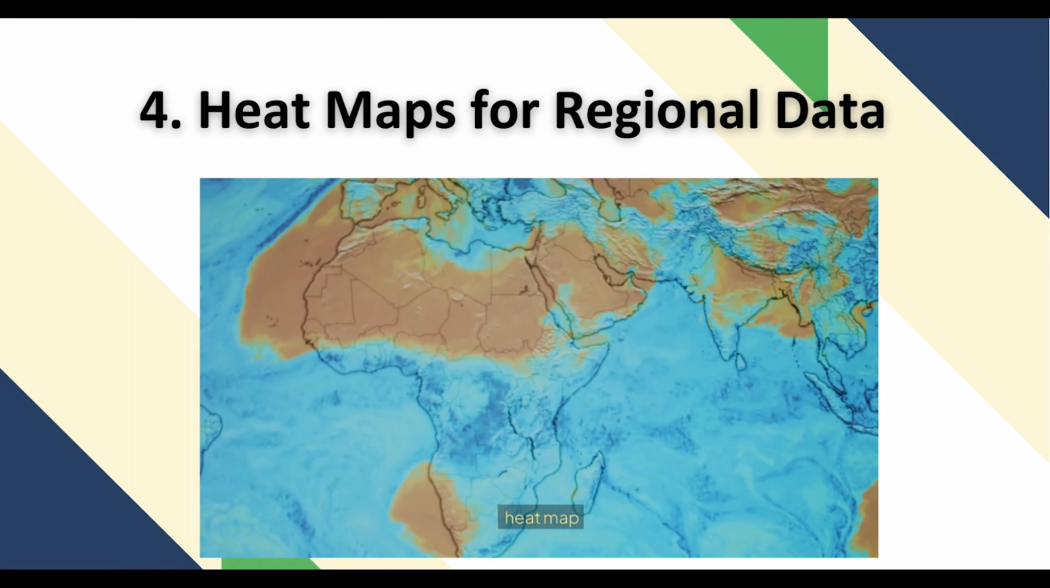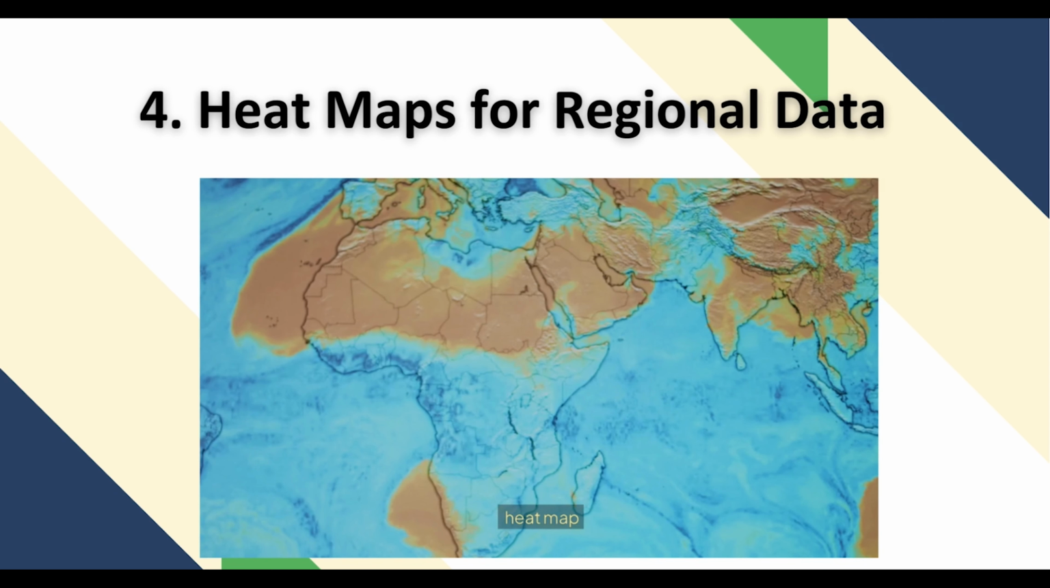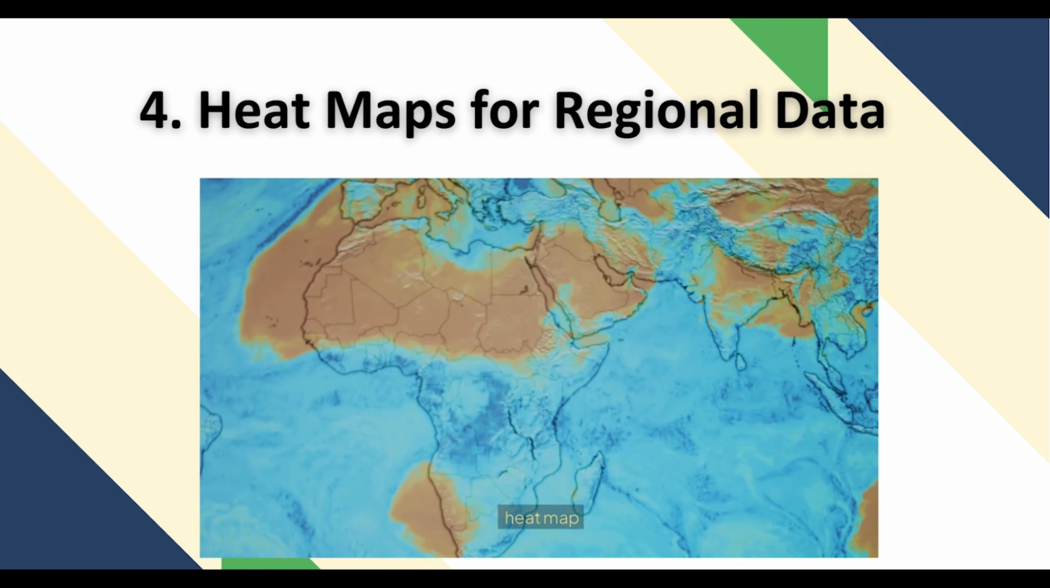If you want to know what the percentage of your customers are between the ages of 20 and 30, that's your pie chart. The fourth is heat maps. Heat maps are usually used for regional data. Heat maps can help show data across different locations.